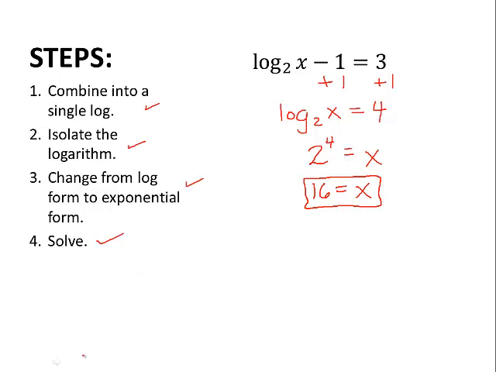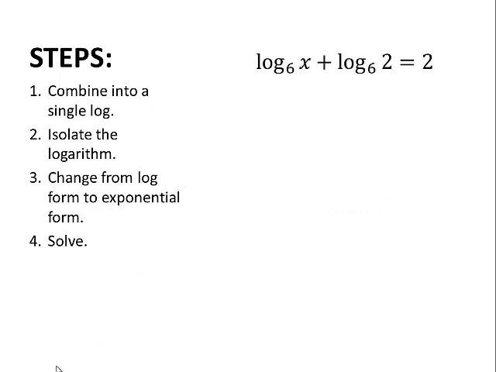Okay, I think our next one we're going to have some more steps to do. This time we have 2 logs that we're working with, so we do have to do this first step of combining. So we're adding these logs. The rule says that we take the arguments here and we multiply them together. That makes up the new argument of 2x. We keep everything else in the log the same. It's log base 6. Everything else on the right stays the same as well. So we just did step 1. We combined into a single log.